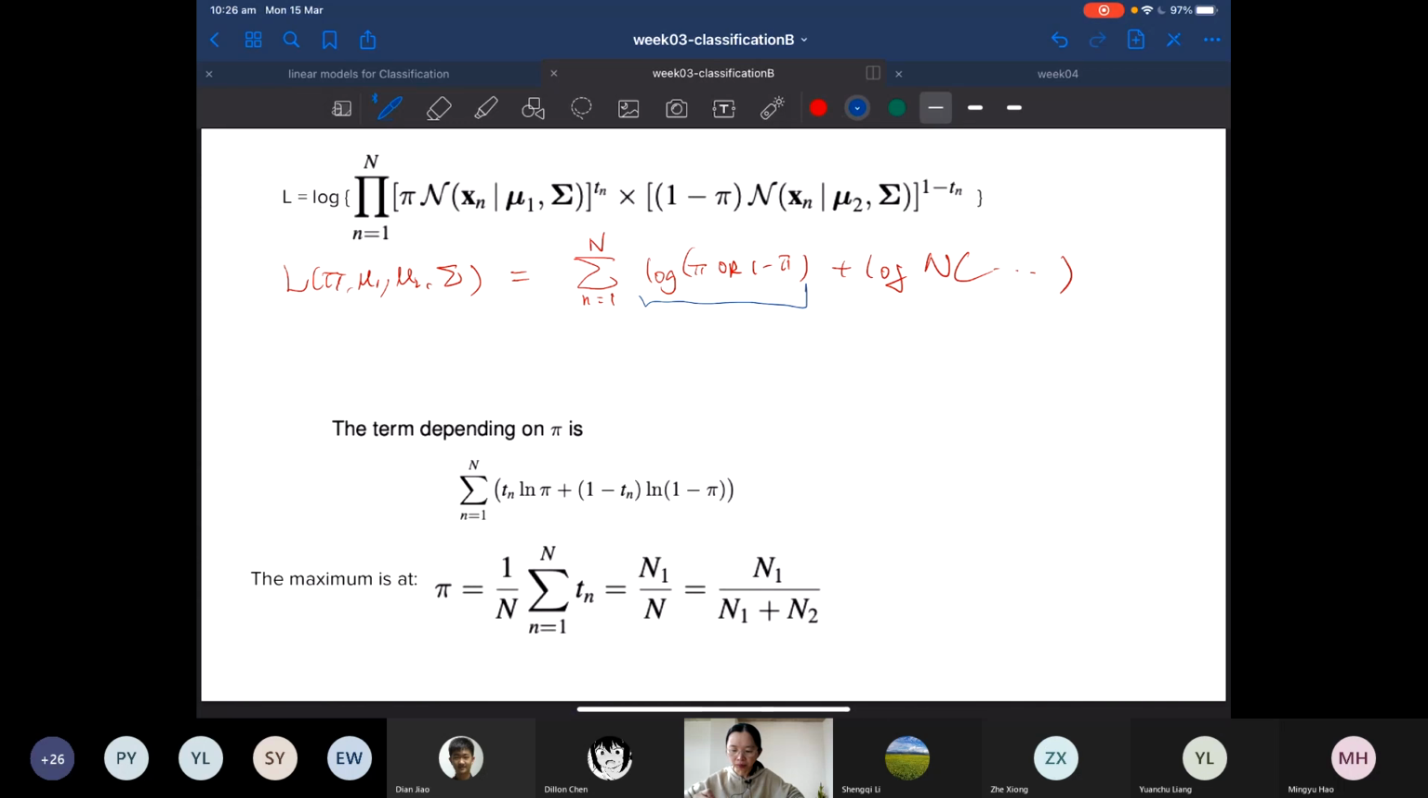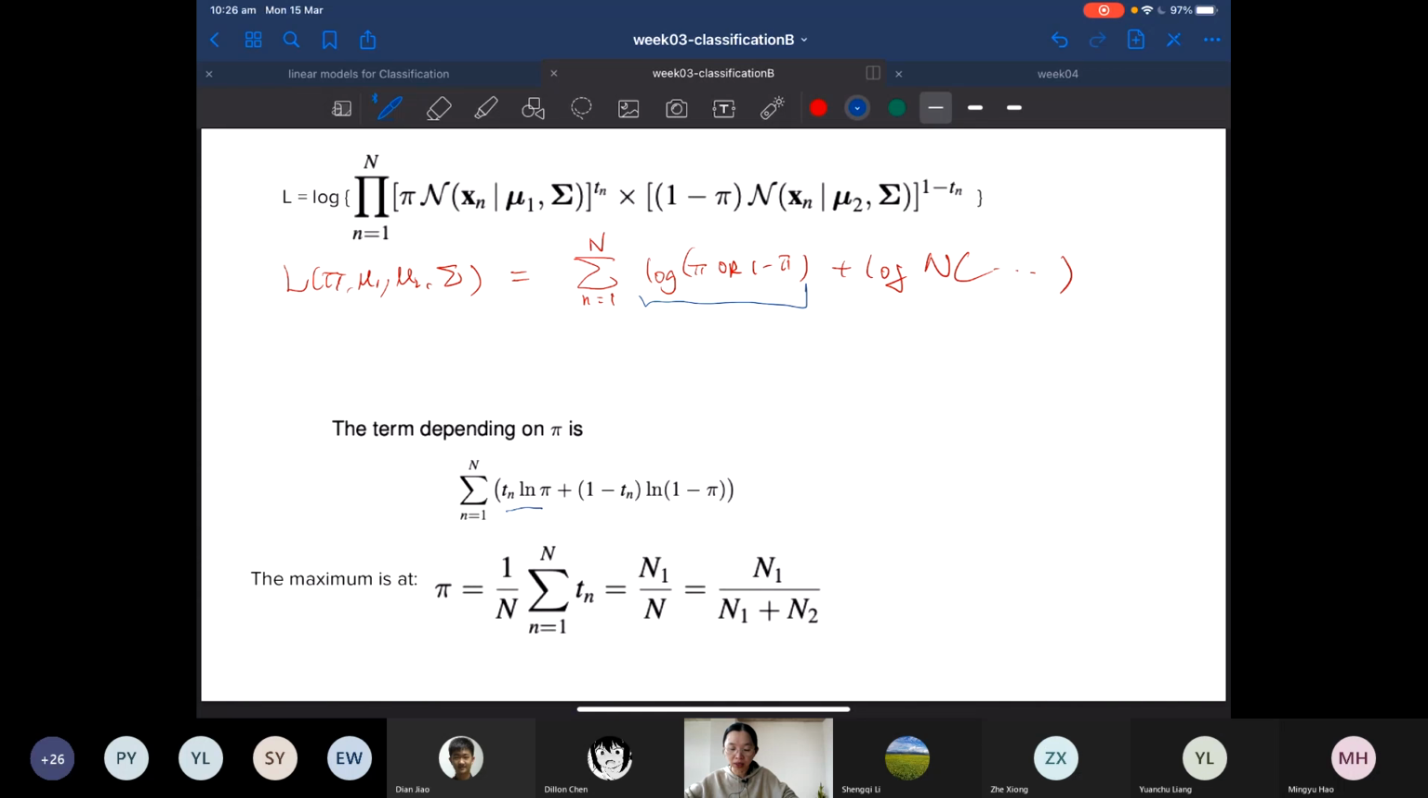So the term here is pi raised to the power of Tn. That translates to the first term. And then in the second term, the log term related to pi is 1 minus Tn times log of 1 minus pi. We just stare at them to verify there are still n terms being summed together, because when these two terms are added, only one of them is non-zero, since Tn is either 0 or 1.